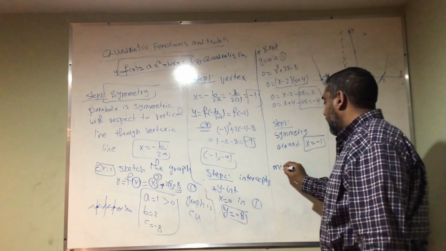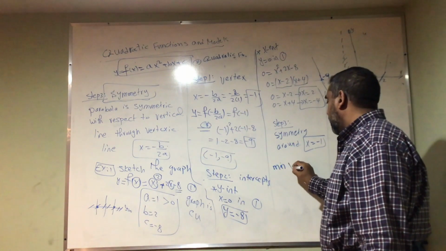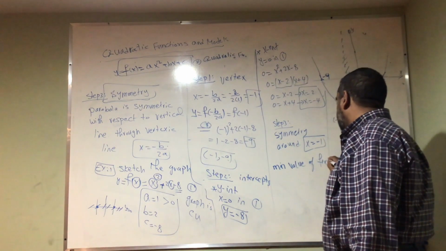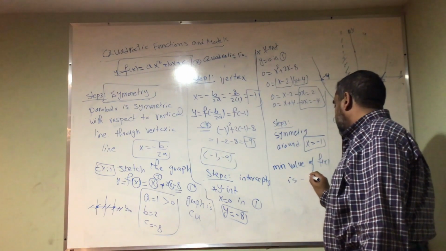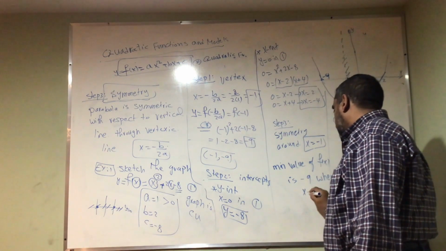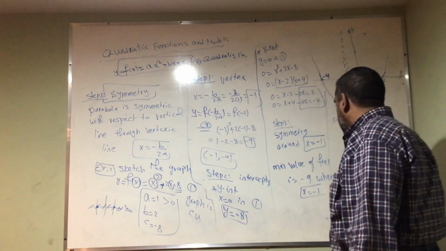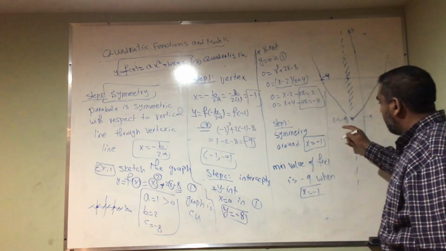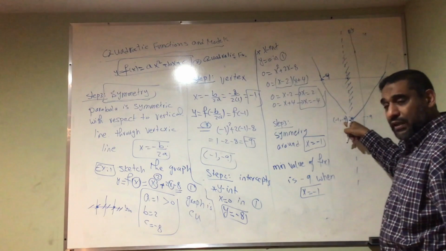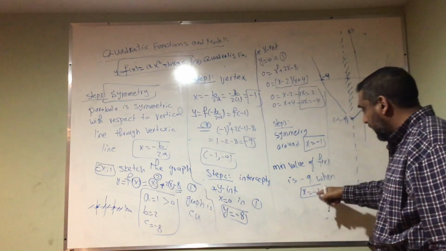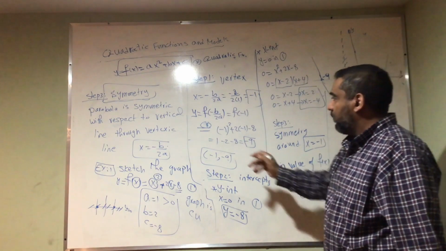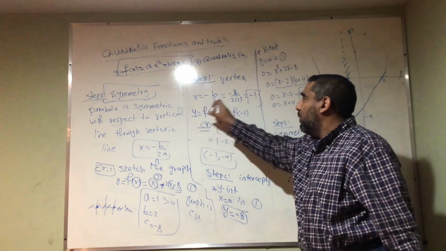So the minimum value of your f of x is what? It is -9 when x equals -1. You see, that is your vertex here. So that is your x, -1, and your y. What is your y? That is your f of x. What is your f of x? -9. So the minimum value here will be, look at what you have for the vertex, y, when x equals -1.